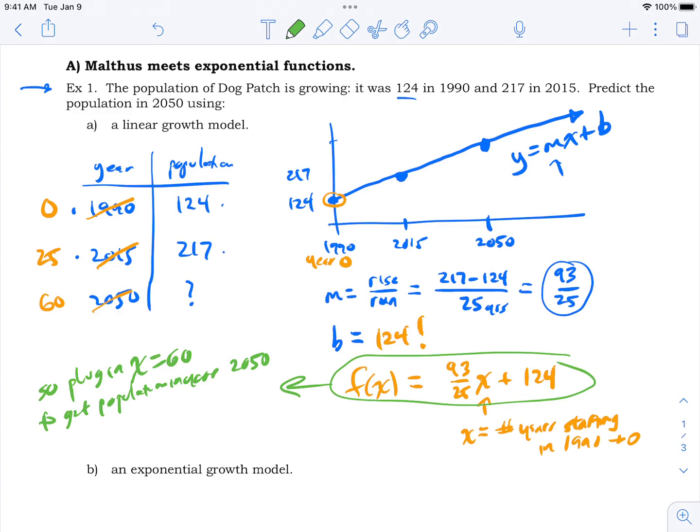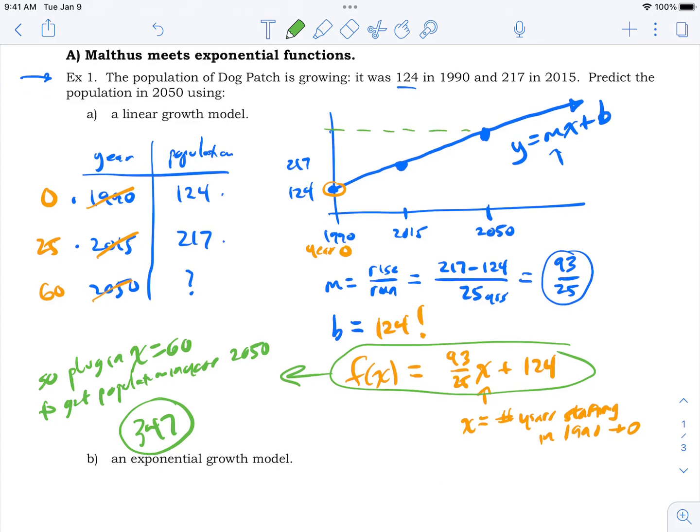So 93 multiplied by 60, and then divided by 25. I'm going to hit equals. And then add that 124 to it. And if I round to the nearest whole person, I'm getting 347. So the population right there is 347. Looks reasonable, doesn't it? That's 124, 217, 347. I can believe it. Seems like it's in the right ballpark.